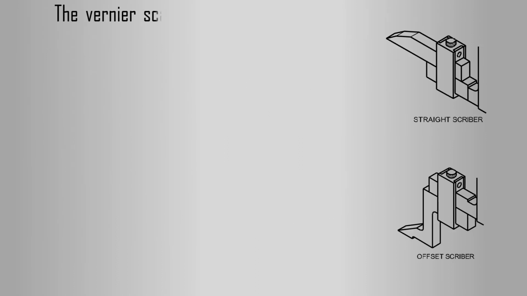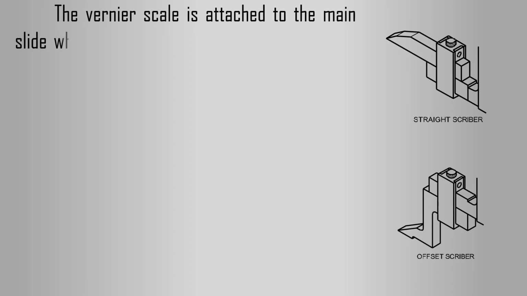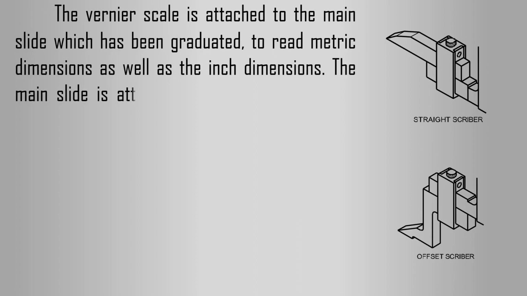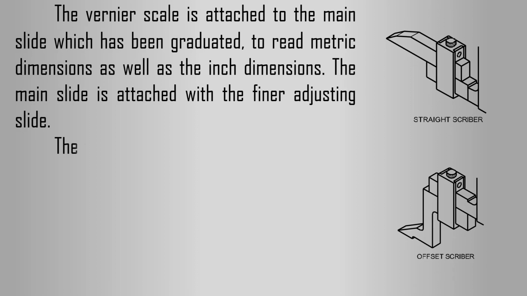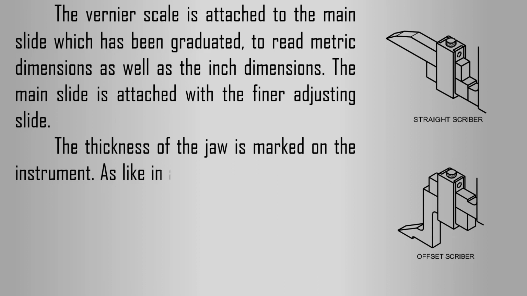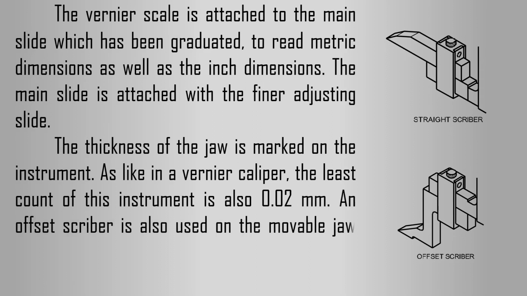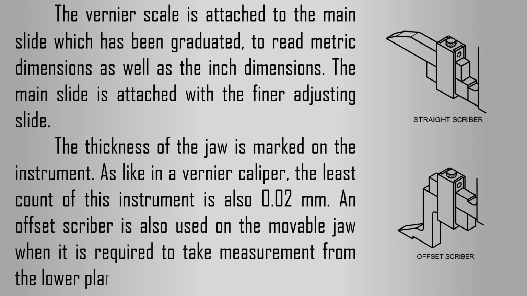The vernier scale is attached to the main slide, which has been graduated to read metric dimensions, as well as inch dimensions. The main slide is attached with the finer adjusting slide. The thickness of the jaw is marked on the instrument, as in a vernier caliper. The least count of this instrument is also 0.02 millimeters. An offset scriber is also used on the movable jaw when it is required to take measurement from the lower planes.